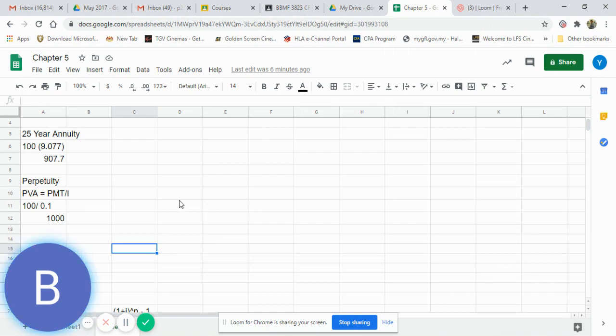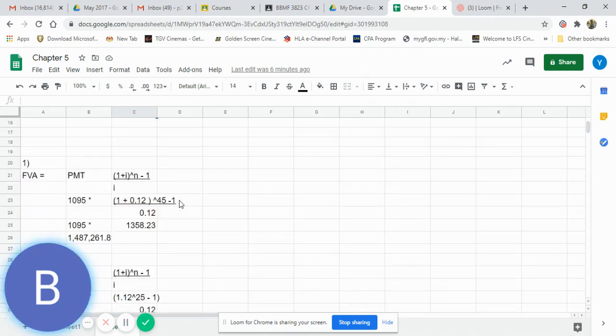But okay, before going to the next question, let me just show you the answer. All right, so your PMT 1095, this is your interest rate over 45 years minus 1 divided by interest rate. Therefore, you should be getting 1,487,261.89 specifically, right? So that should be your answer. Another way of becoming a millionaire.